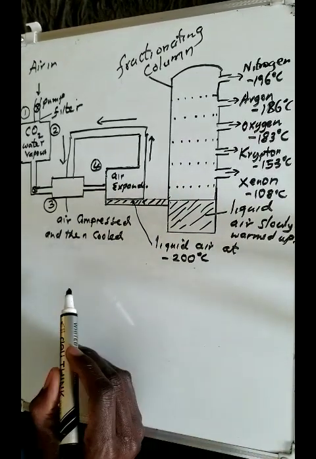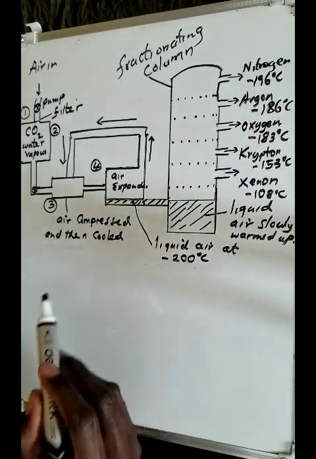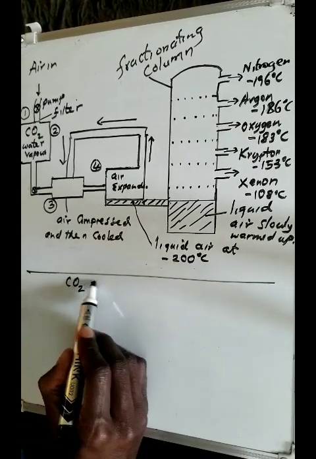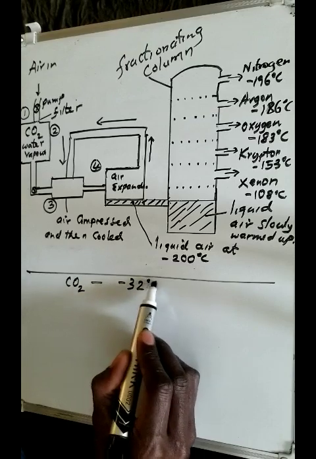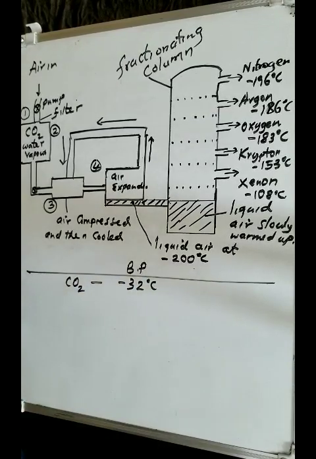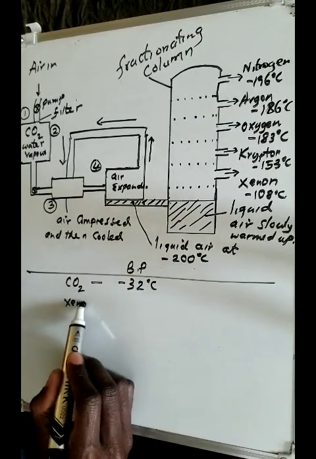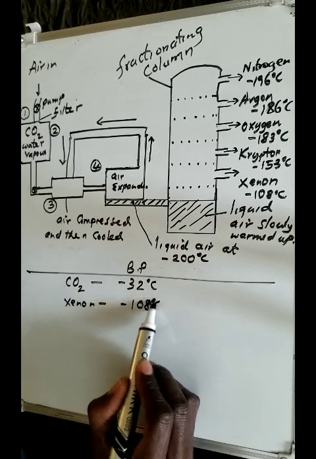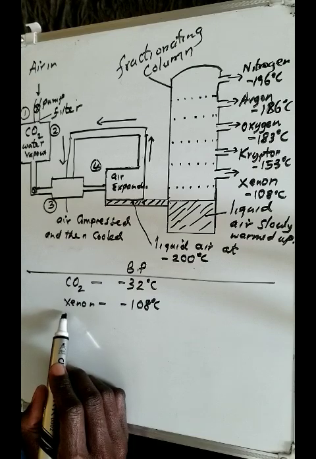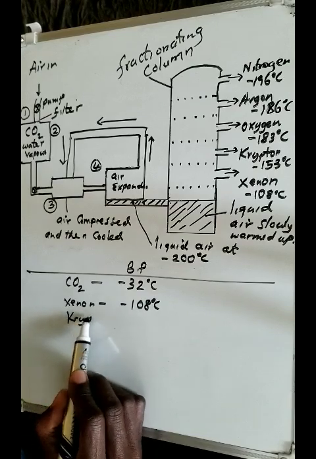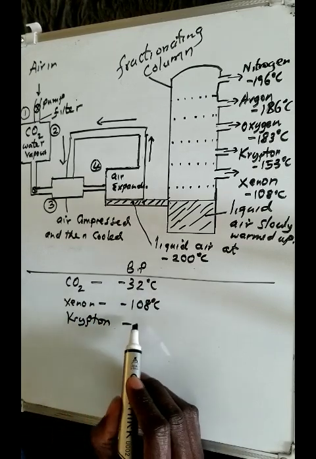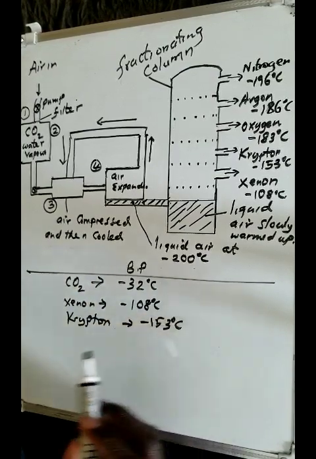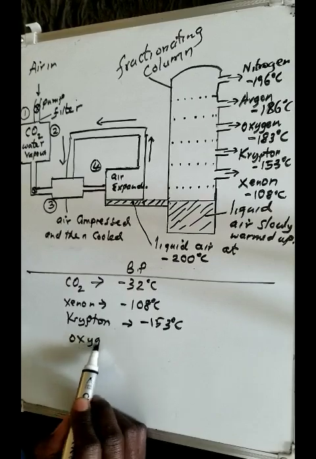But I want to quickly give you the boiling points of some of the gases in air. We do have carbon dioxide, which is at -32 degrees Celsius. That's the BP, the boiling point. We also have xenon, which is about -108 degrees Celsius. We do have krypton, which is about -153 degrees Celsius.